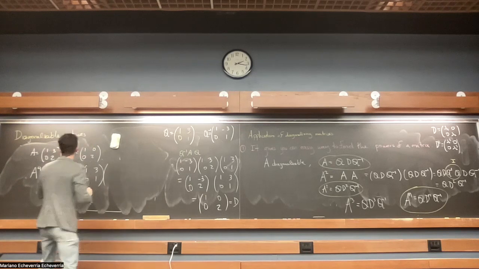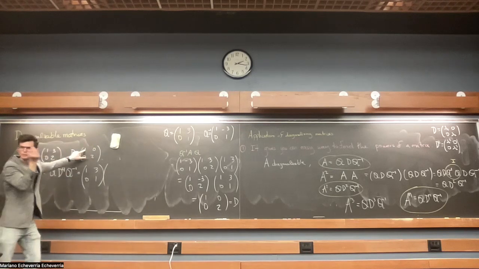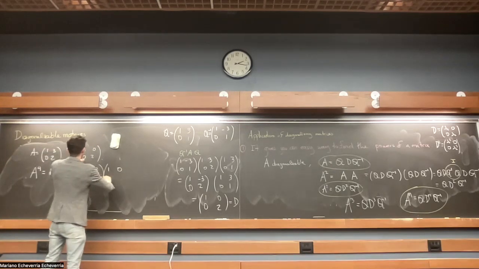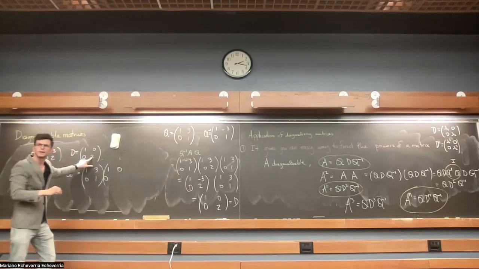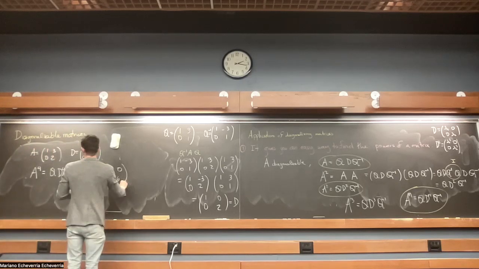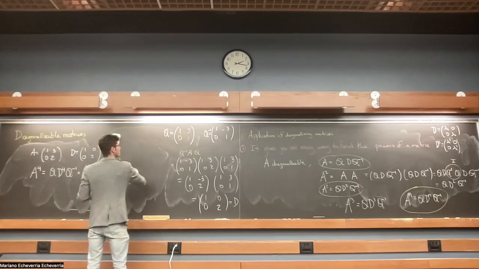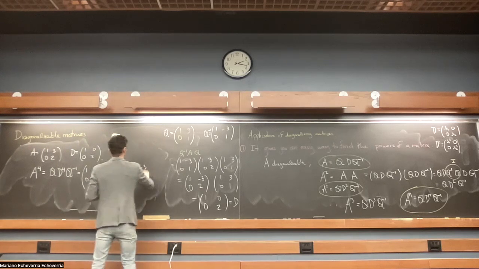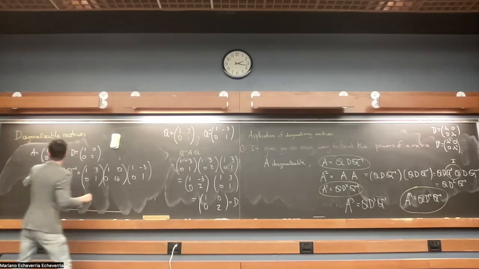What is D to the 4? D to the 4 is 1 to the 4, which is 1, right? 0, 0, 2 to the 4, that's 16, right? And what is Q inverse? It's still 1, negative 3, 0, 1. So that's the fourth power of this matrix.